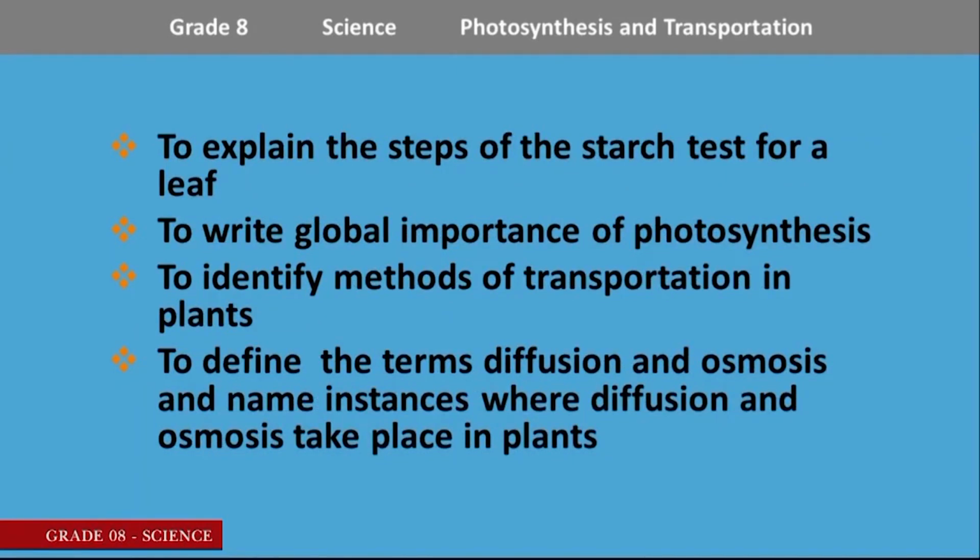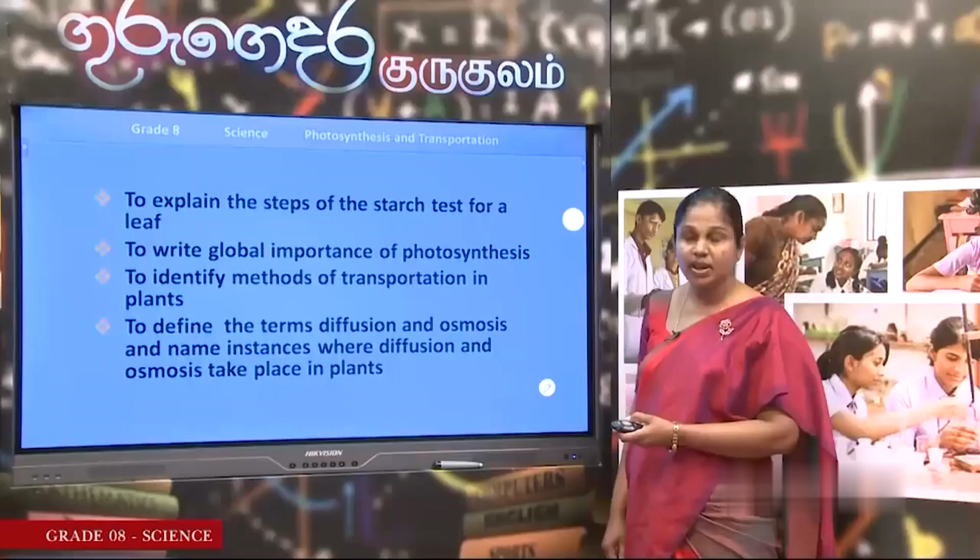the steps of the starch test for a leaf, to write global importance of photosynthesis, to identify methods of transportation in plants, to define the terms diffusion and osmosis and name instances where diffusion and osmosis take place in plants.